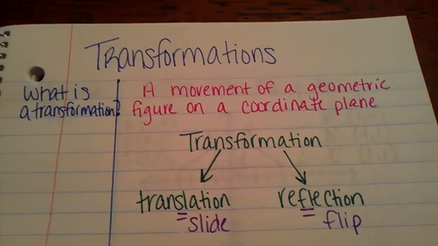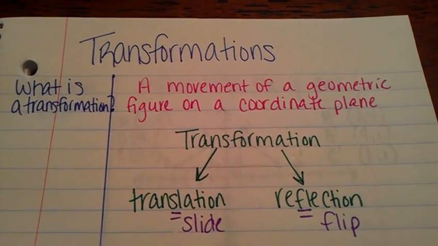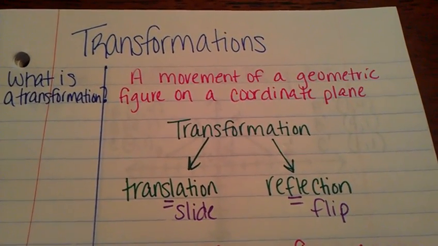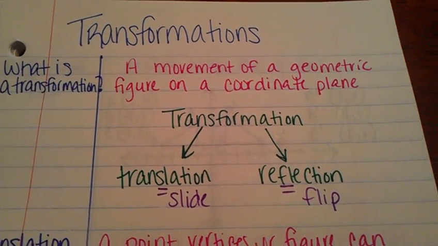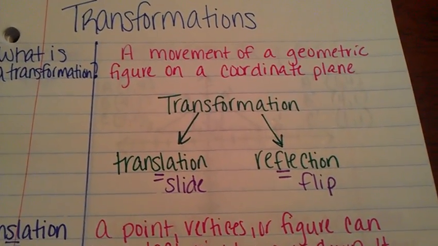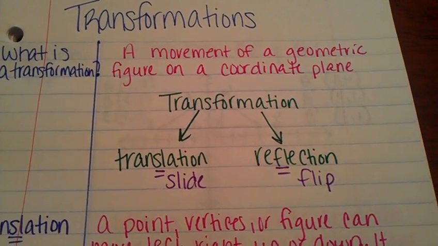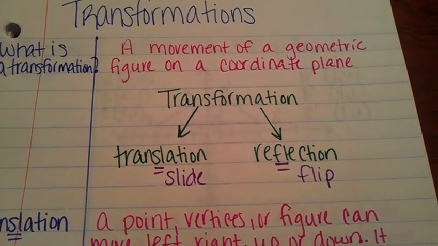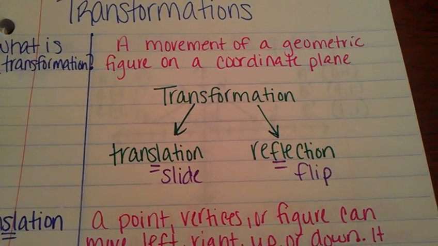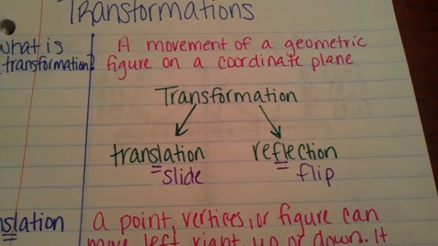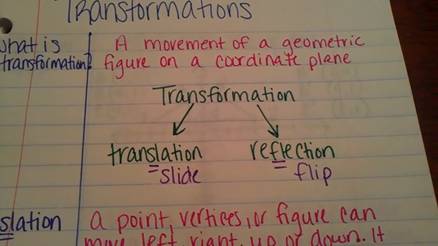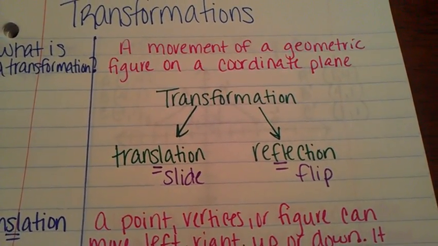With our knowledge of coordinate plane, we can talk about transformations. So basically, what is a transformation? It is a movement of a geometric figure on a coordinate plane. So when I say geometric figure, I mean a rectangle, a triangle, just a point, a line, any sort of point, line, or shape on a coordinate plane is going to move.